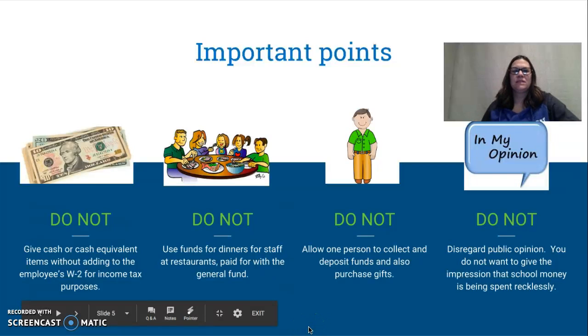Some important points to consider. You may not give cash or cash equivalent items without adding that to the employee's W-2 for tax income purposes. You may not use funds for dinners for staff at restaurants paid for with the general fund. You cannot allow one person to collect and deposit the funds and also purchase the gifts. Again, it needs to be run by a committee. And it's not a good idea to disregard public opinion. You don't want to give the impression that the school money is being spent recklessly.